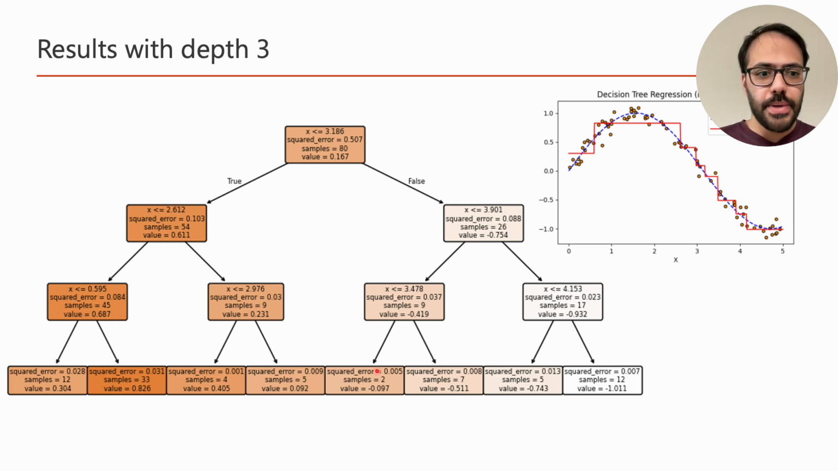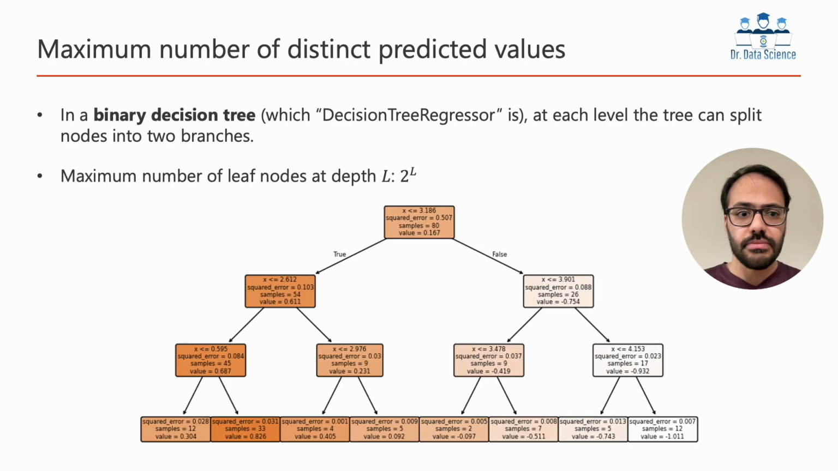So you can see that depending on how many leaf nodes we have, we can get underfitting versus overfitting. And I definitely encourage you to use the code that I provided to look at different values of max depth and see where you can find a good balance between underfitting and overfitting for this specific data set.